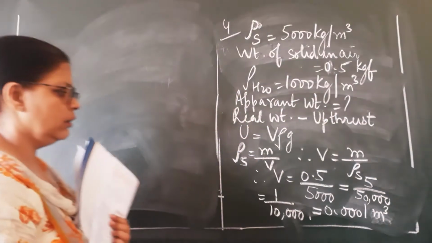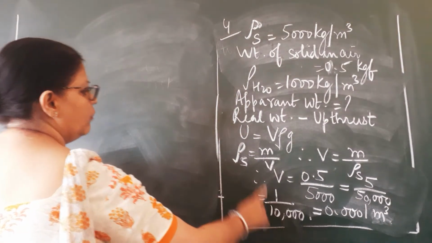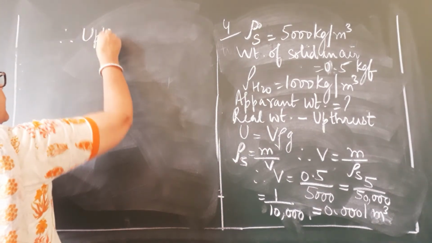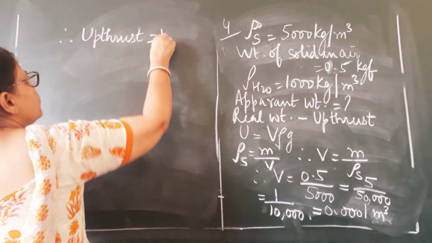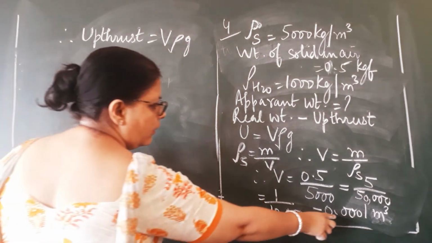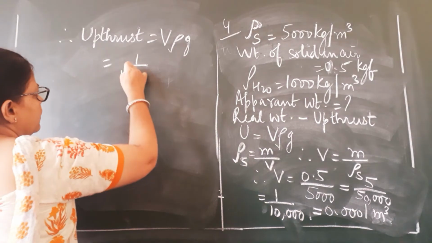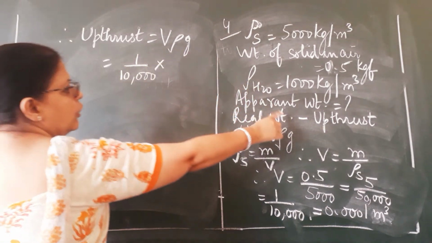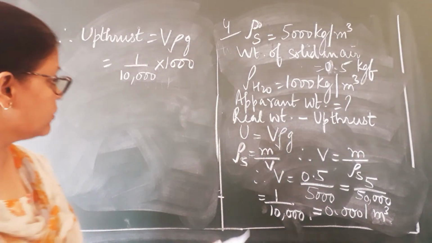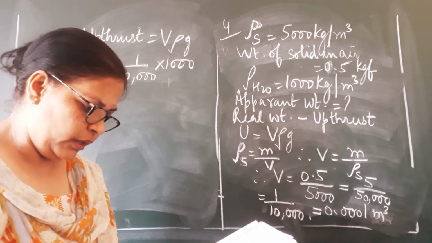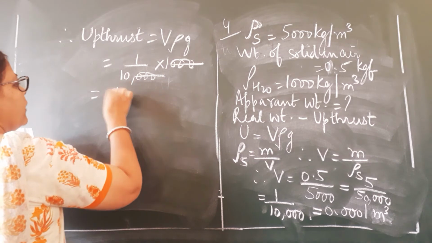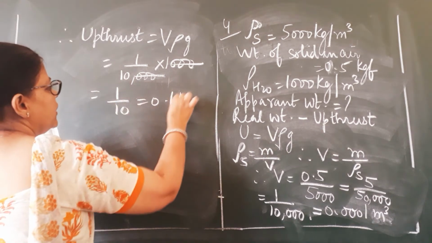So I found out the volume. Now after finding out the volume, I will put the value here. So the upthrust will be equal to V rho g. What is V? V is 1 upon 10,000, into the density of water, 1000. g is not given. Is g given? Let's check. This is question 4. No, they haven't, so we will not put it. Let's cancel. So you get upthrust as 1 upon 10, that is 0.1 kgf.